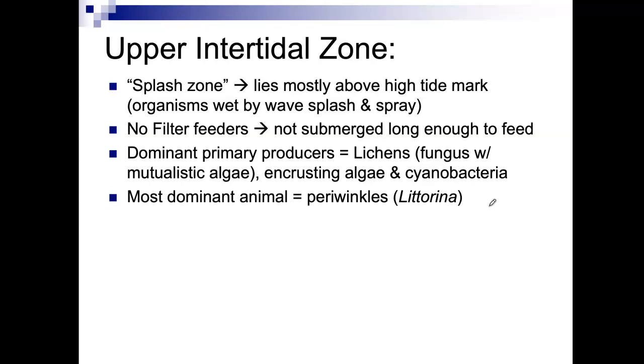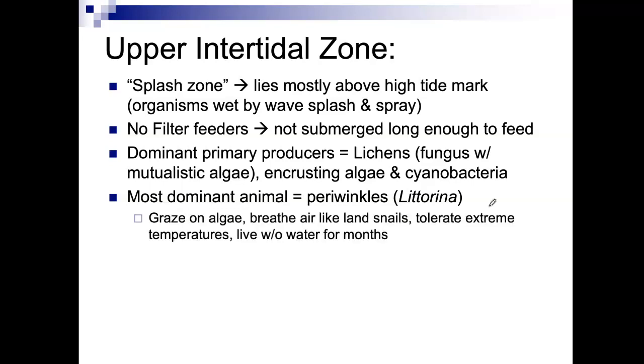And then your most dominant animal is going to be your periwinkle snails. So in that upper intertidal zone, you're oftentimes going to hear it called the periwinkle zone. And that's why. That's one of your indicator animals. Periwinkles are going to graze on algae. They're going to breathe air like land snails, and they can tolerate really extreme temperature changes. They can also live without water for months. That makes them really well adapted for life in the upper intertidal zone. And that's why you're going to see periwinkles in this zone all throughout the world.